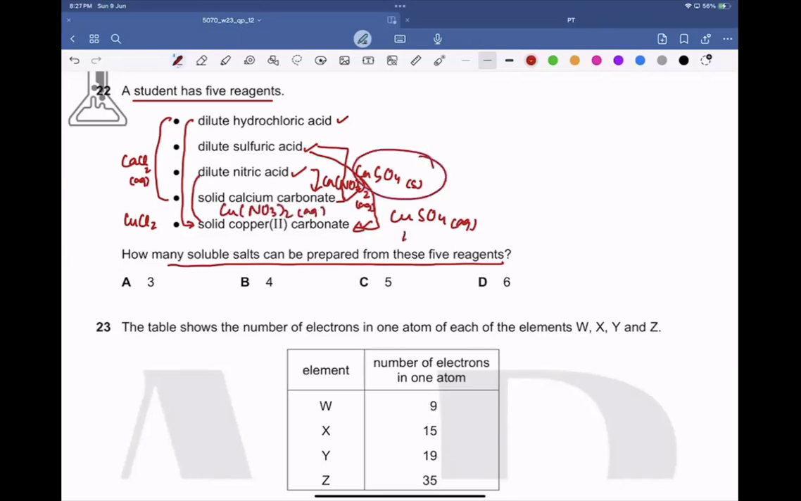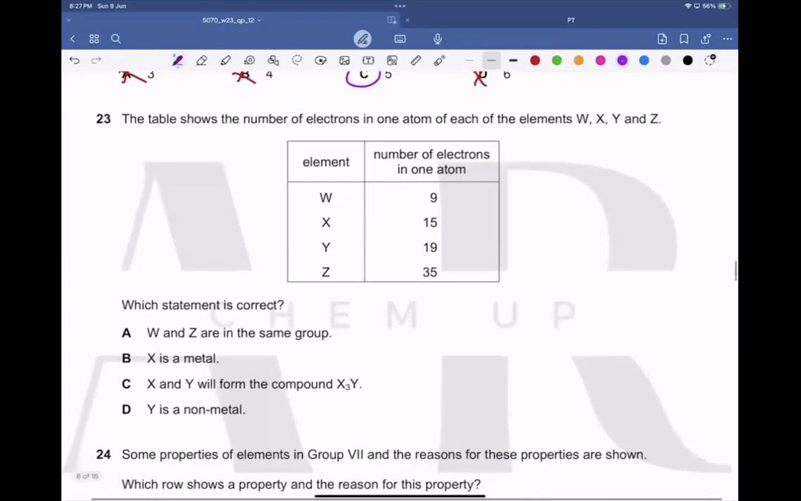So if you count the water soluble, 1, 2, 3, 4, 5. So A, B, B goes wrong, and C is the correct answer. 5 water soluble salts are found. Okay. Now question number 23.